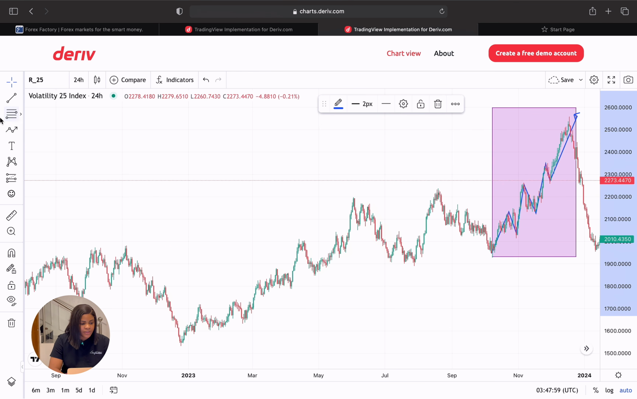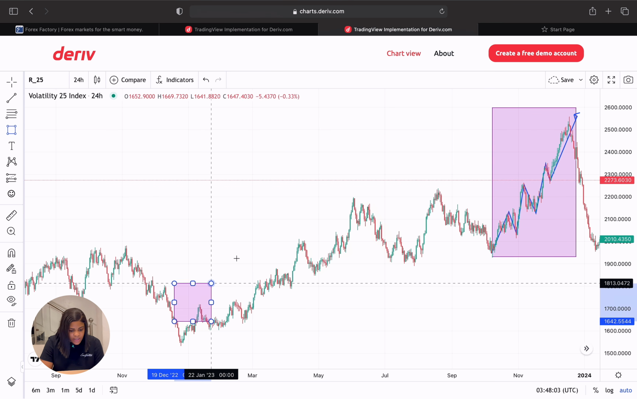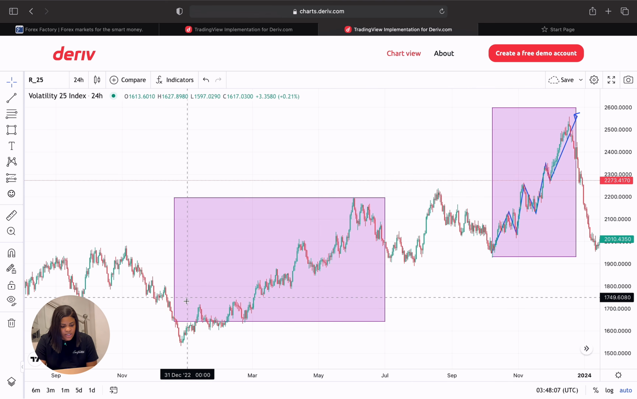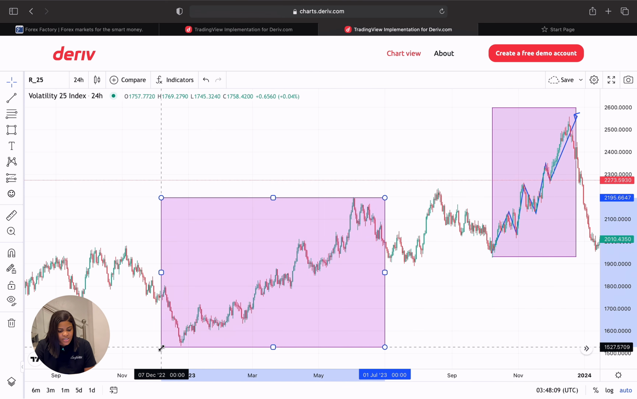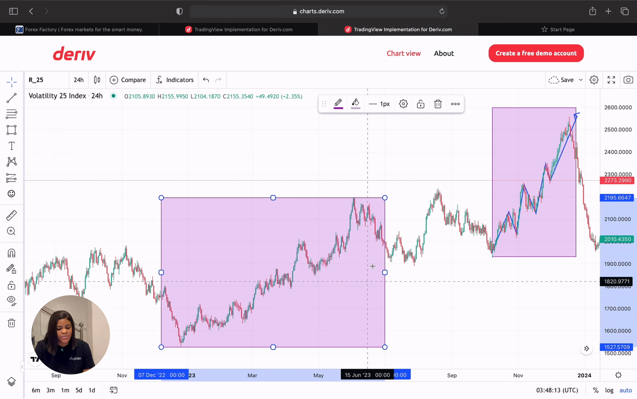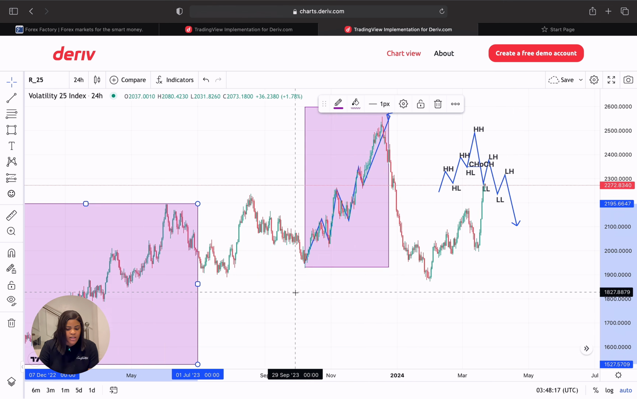Look at this area that I want to highlight now. What is the market creating here? Obviously, you can see that the market is creating a series of higher highs and higher lows. So obviously, the market is moving in what trend? Uptrend. Now, look at this.